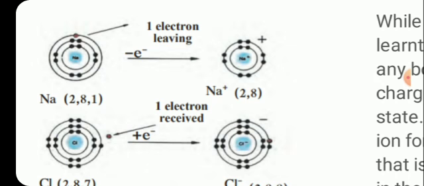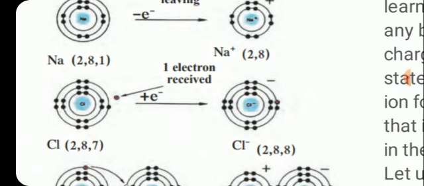Clear? Chlorine. Chlorine atom has electronic configuration 2, 8, 7. 2, 8, 7 means K shell has 2 electrons, L shell has 8 electrons and M shell has 7 electrons. Now chlorine atom accepts 1 electron, it receives 1 electron and chloride ion with electronic configuration 2, 8, 8 is formed, chloride ion, and it acquires octet state.